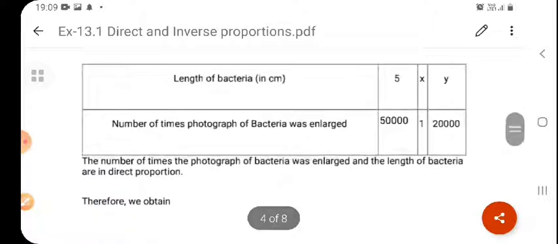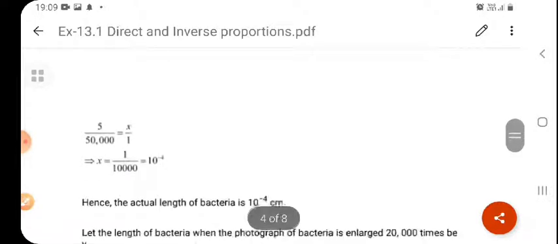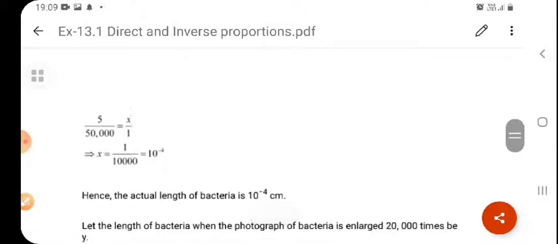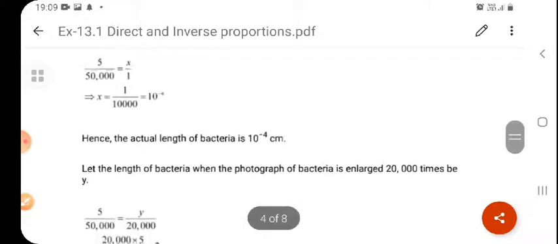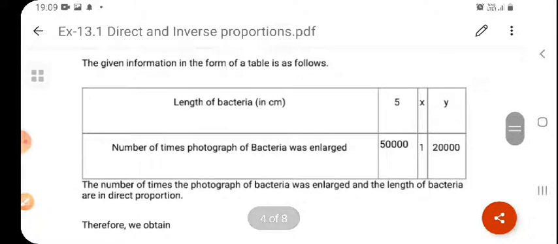So the number of times the photograph of bacteria was enlarged and the length of bacteria are in direct proportion. Therefore, we obtain 5 upon 50,000 is equal to x upon 1. We will get x is equal to 10 to the power minus 4 centimeter. Now, we will also have another, that is y.